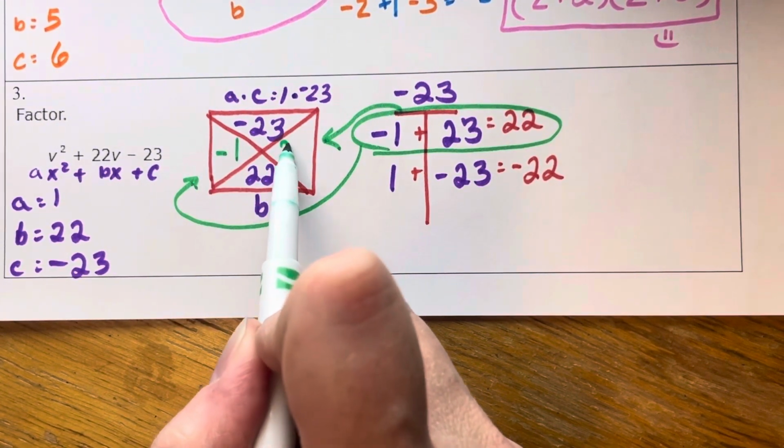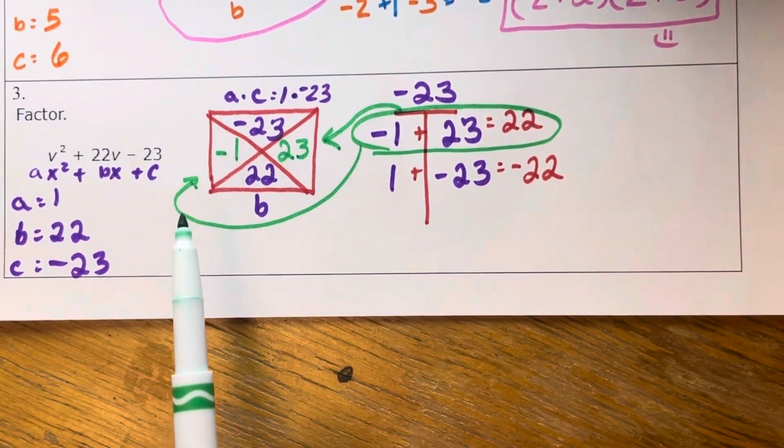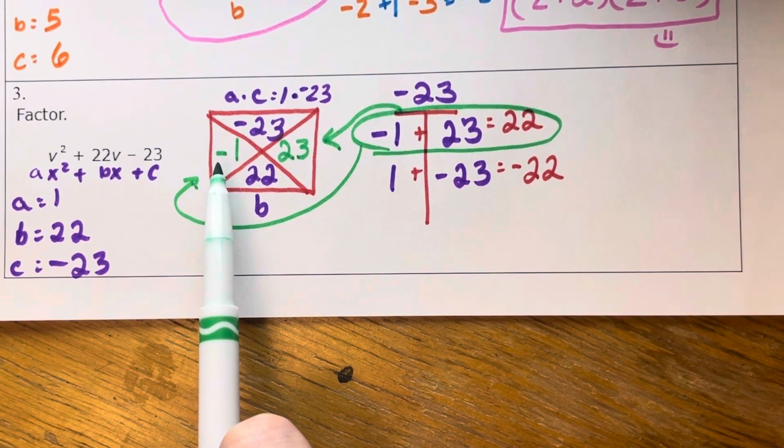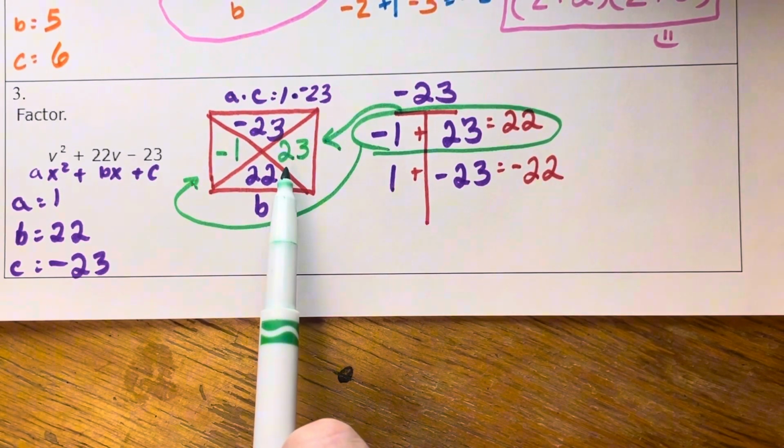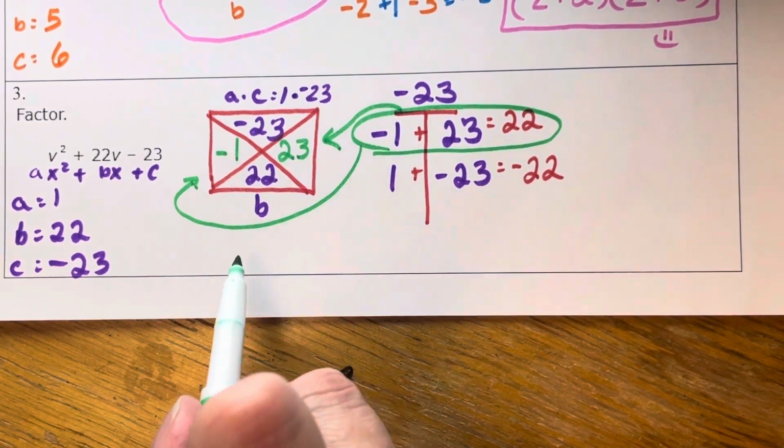And yeah, again, you can have them switched as long as wherever you have that 1, it's negative, and wherever you have that 23, it's positive. Okay, so let's go find out what our final answers look like.